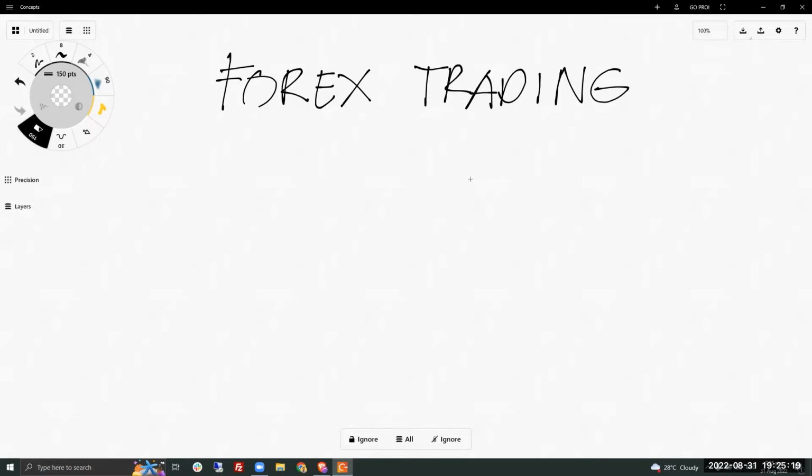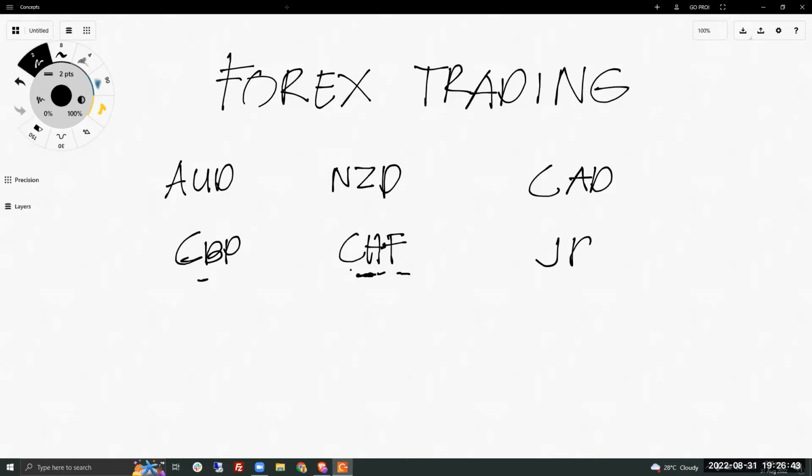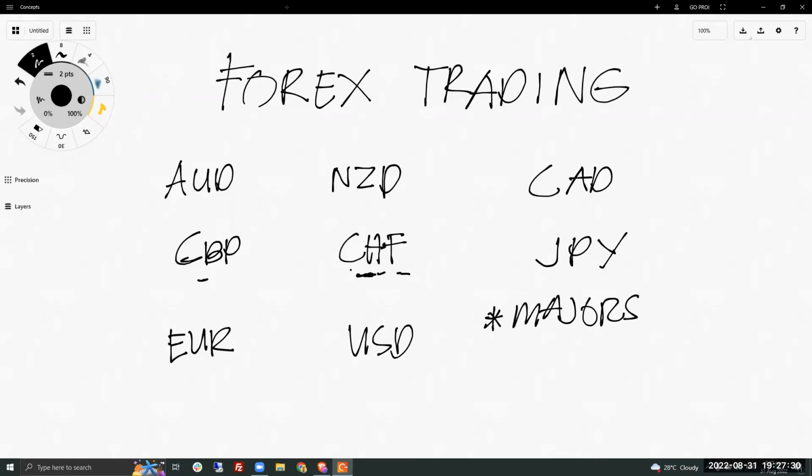There are top 8 currencies that are heavily traded sa Forex market. And these are called the major currencies. We have AUD, NZD, CAD, GBP, CHF, JPY, Euro, binigay natin as example, and lastly USD. And these currency pairs are divided into 3 categories, what you call majors. Out of these 8, or actually 7 lang, against the US dollar. So any of these 7 against the US dollar is what we call majors.